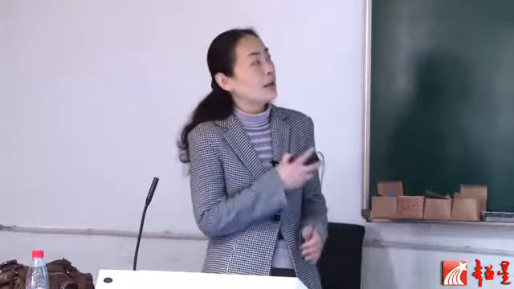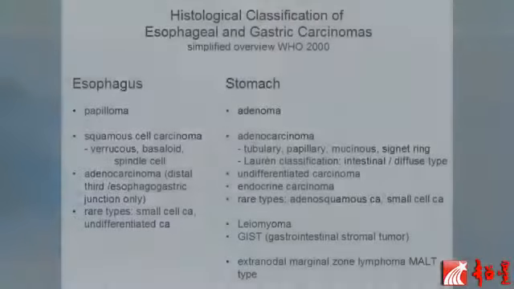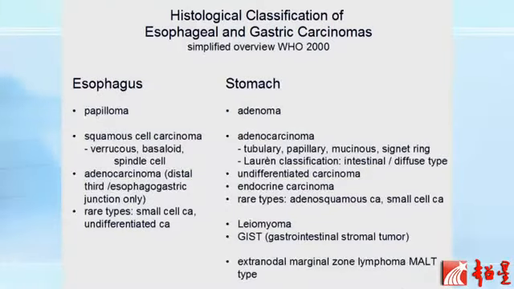So this is the first part, the disease of the esophagus and stomach. Now let's see the second part, the disease of the small or large intestine.